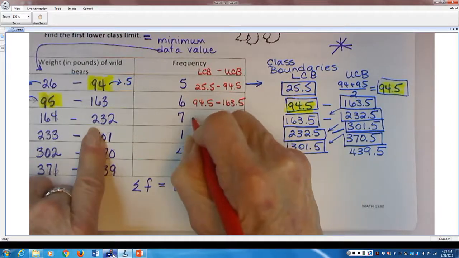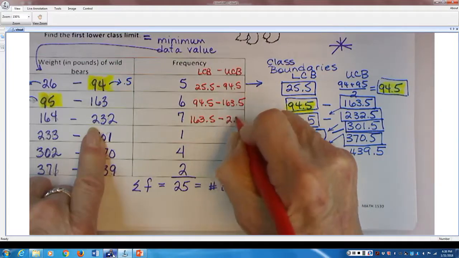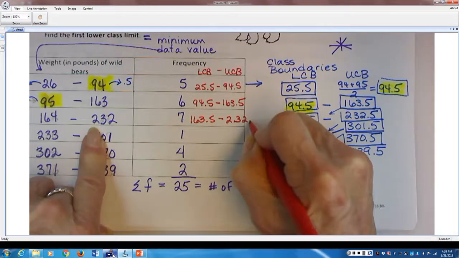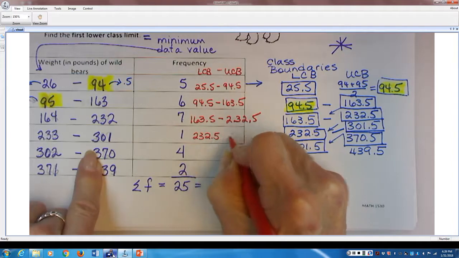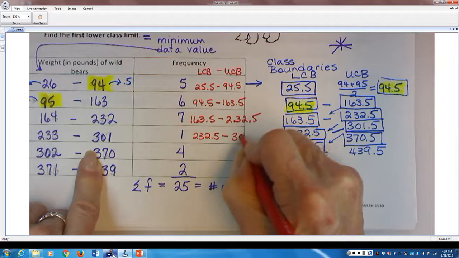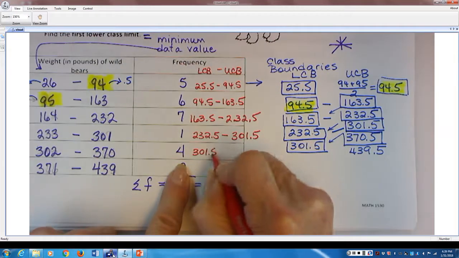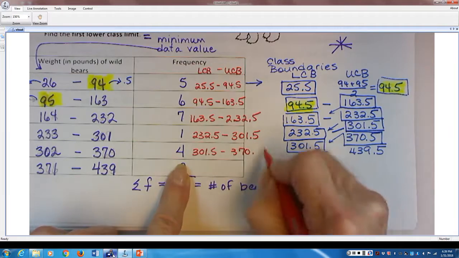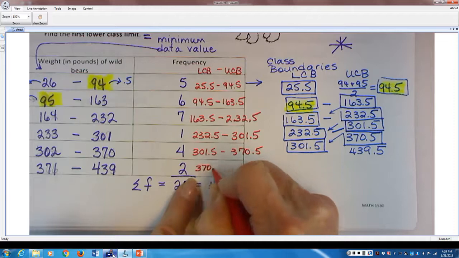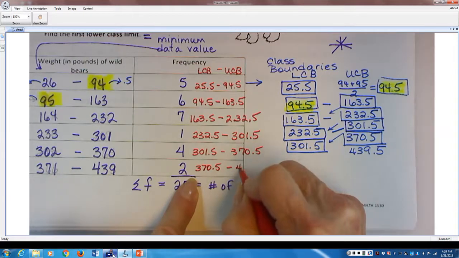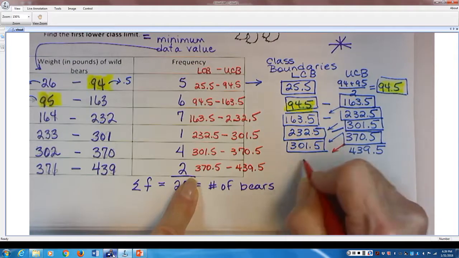This one goes from 163.5 to 232.5. The next one goes from 232.5 to 301.5. Then this one goes from 301.5 to 370.5. This one starts at 370.5 and goes to 439.5. This one is also repeated to go with this one.